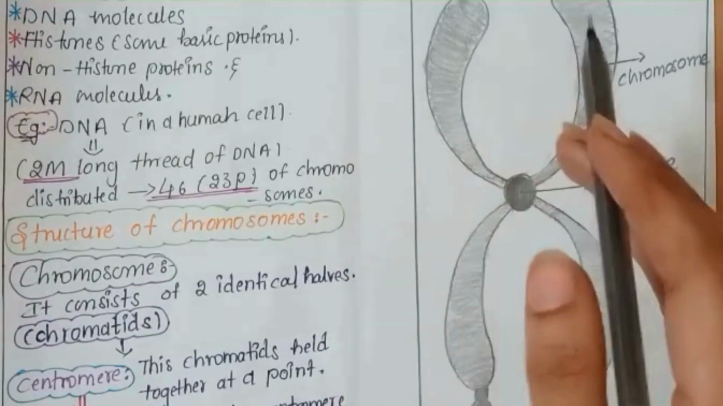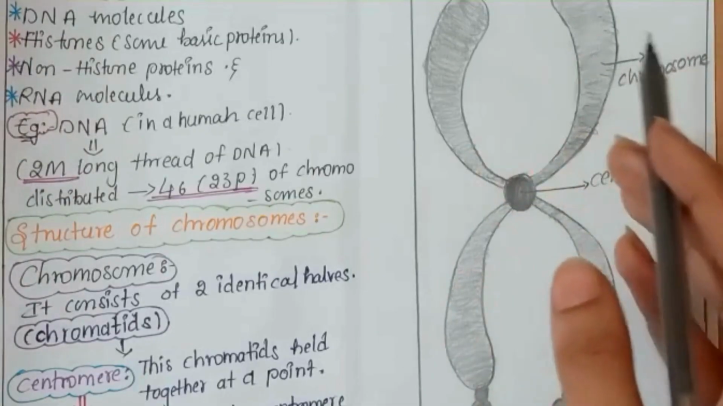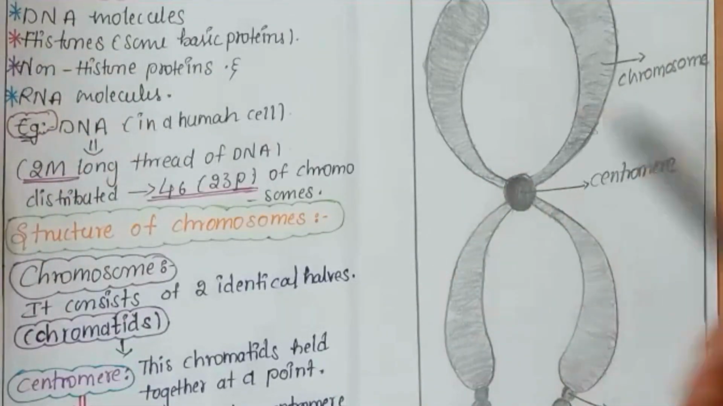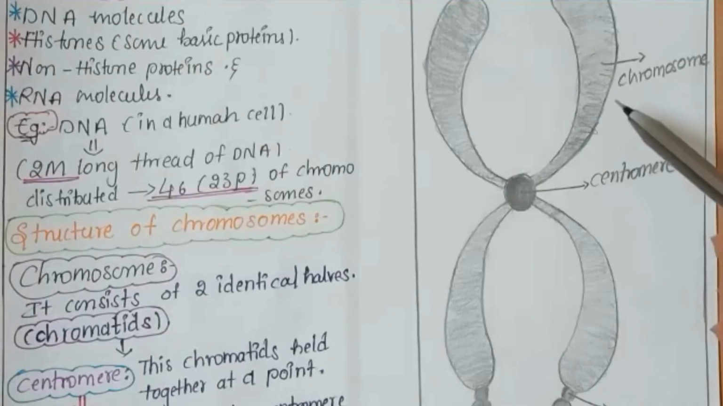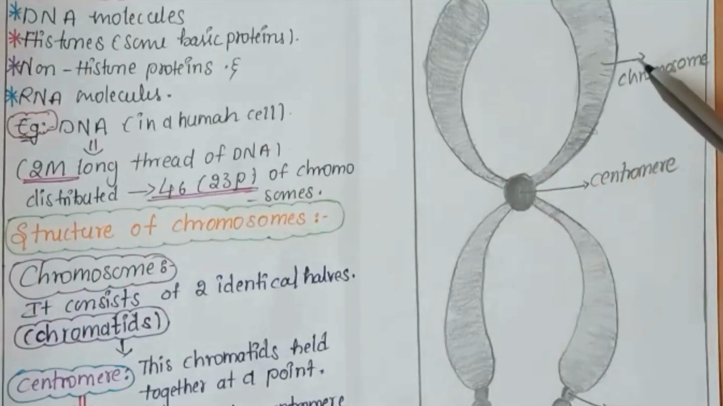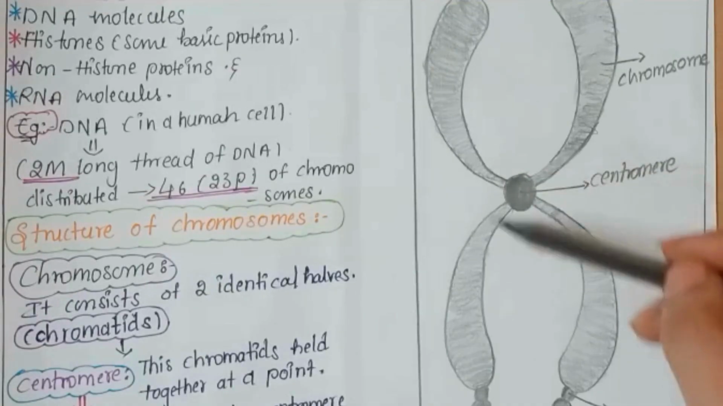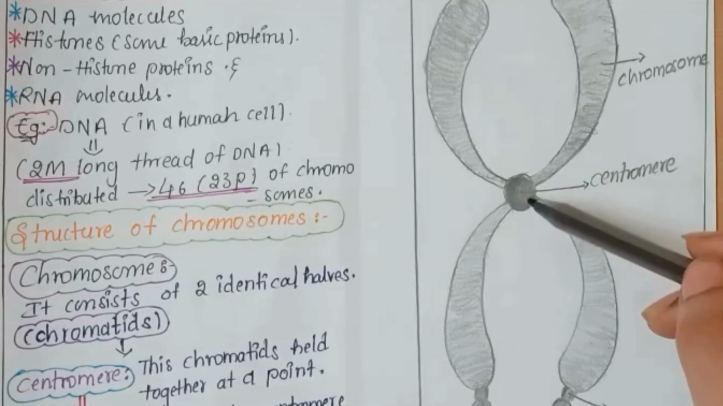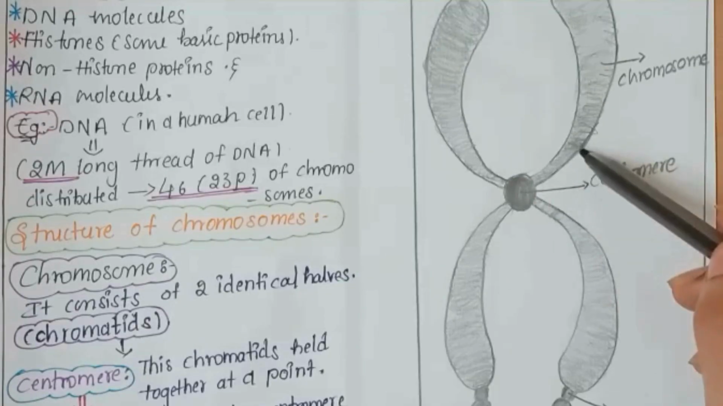At different stages of cell division, which we are going to discuss in detail in chapter 10, cell cycle and cell division, the chromatin material is condensed to form chromosomes. Let's discuss the structure of a chromosome in detail. Here, the chromosome consists of two identical halves which are known as chromatids, and these chromatids are held together at a point which is known as the centromere, and this centromere appears as a narrow region which is known as the primary constriction, and on the sides of this centromere there are disc-shaped structures which are known as kinetochores.